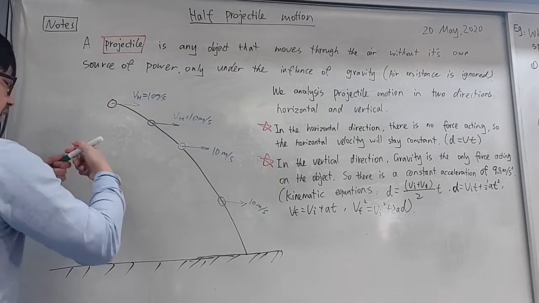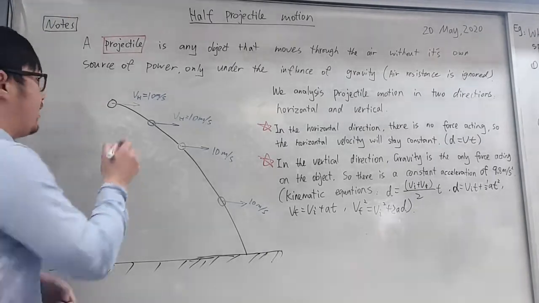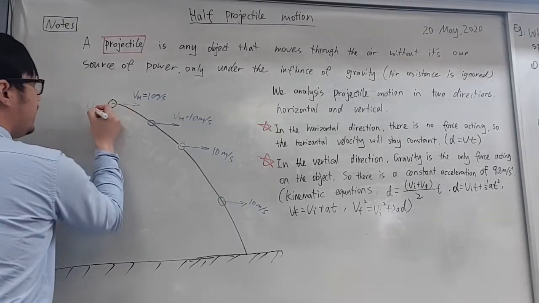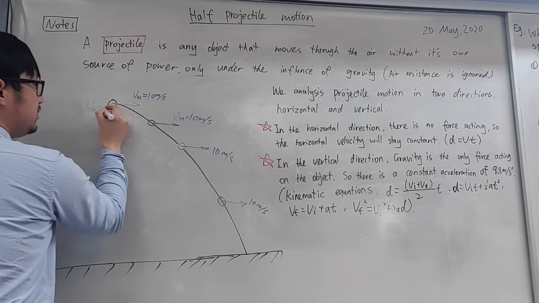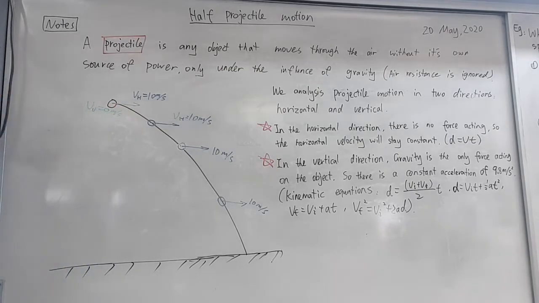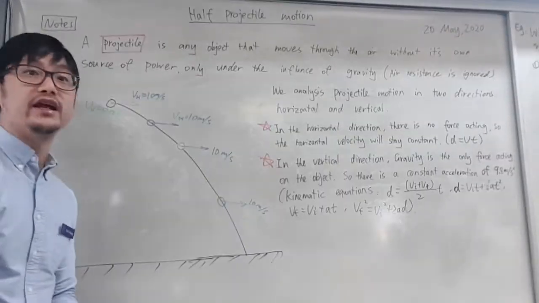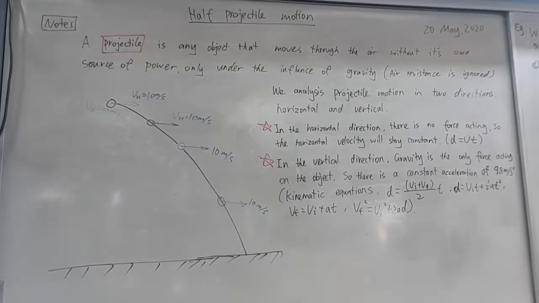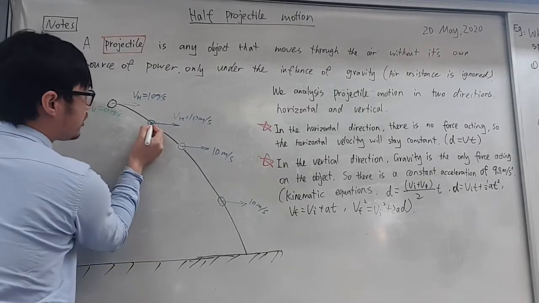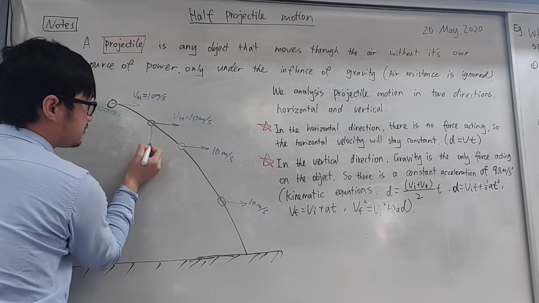Okay, and then the next one, let's look at vertical. At the beginning, I did not push it downwards at all, so the vertical speed is equal to 0 at the beginning, right? But because of gravity, it's going to start to accelerate in the gravity direction, right? So how big will the vertical speed be over here after 1 second?